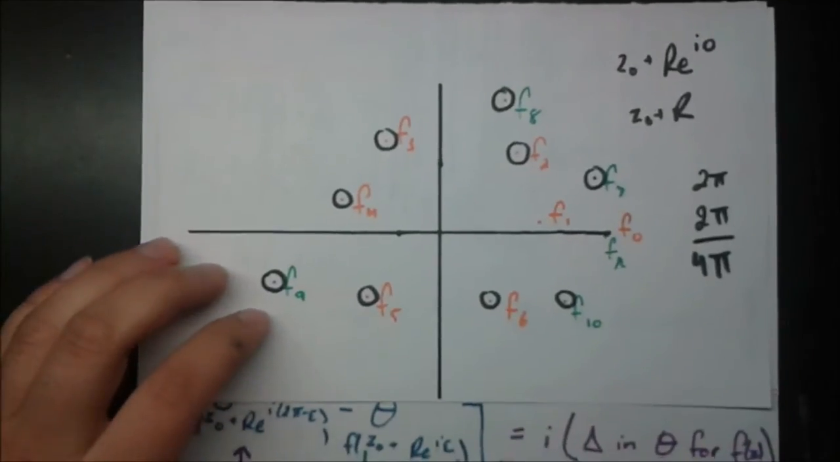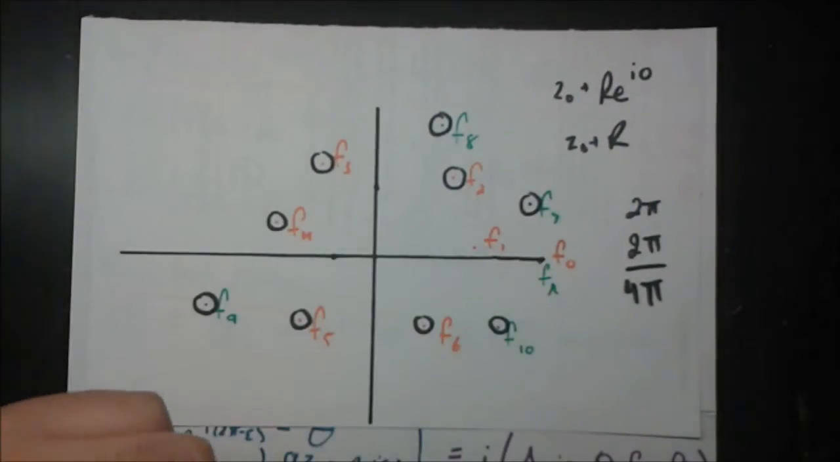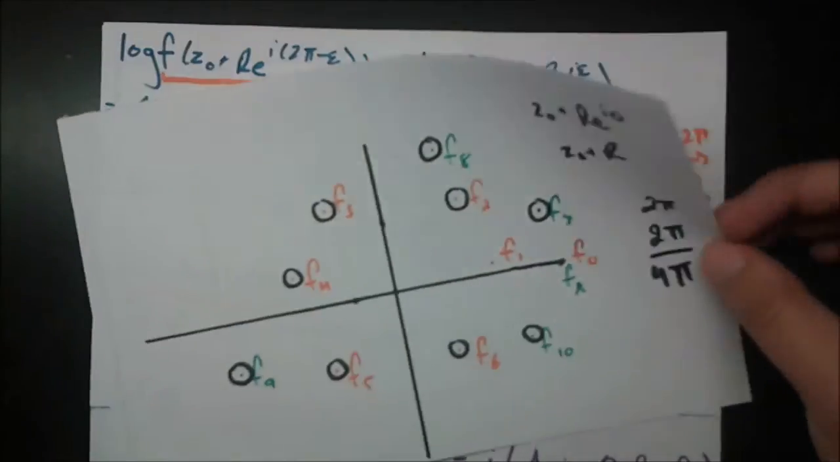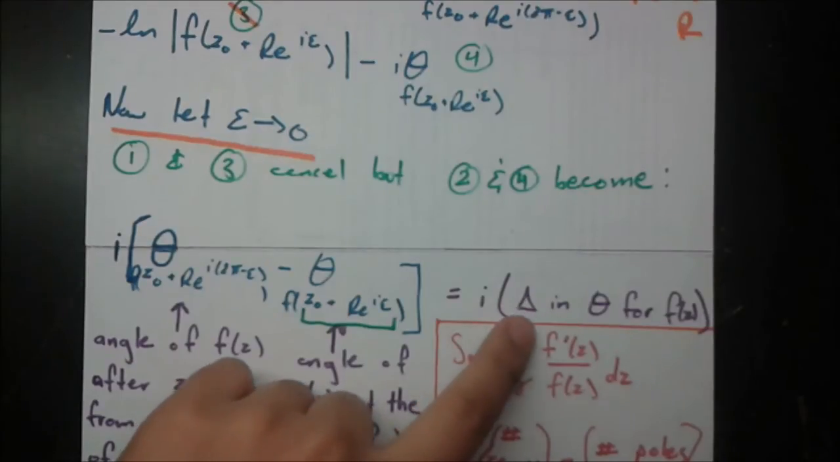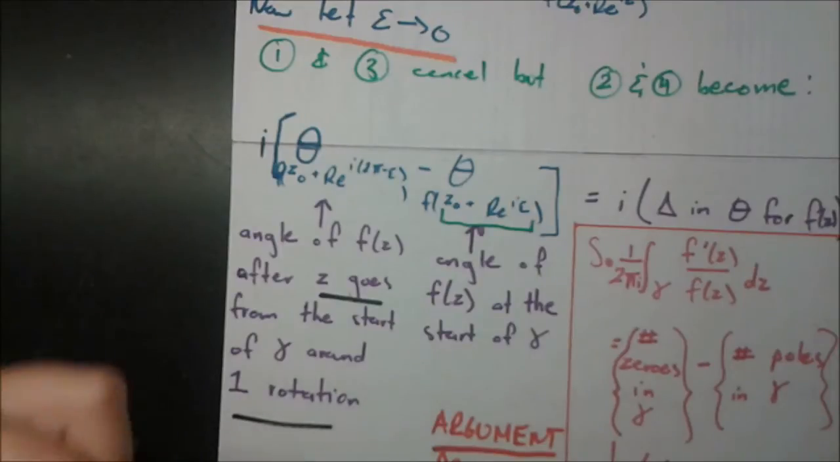But f of z, what happened while z was changing? Well, this picture shows that it changed by 4 pi. Really, it could change by any value, but we see that the total change of f here was 4 pi. So in this case, we would have I times 4 pi, and this would be the change in theta for f of z. So I've just labeled down here in purple each of these just to make it definitely concrete.